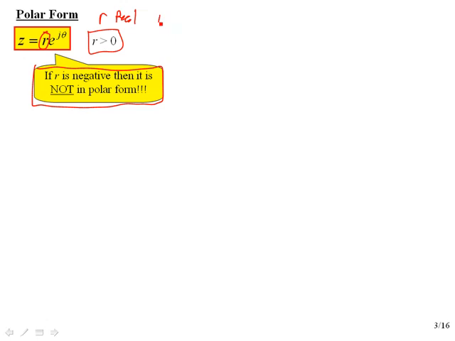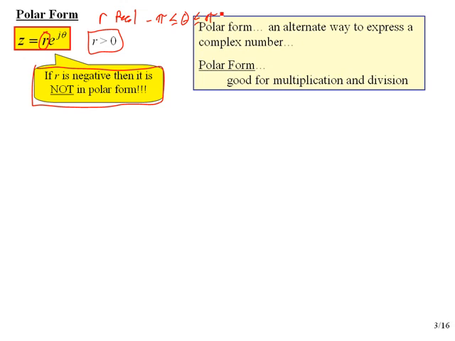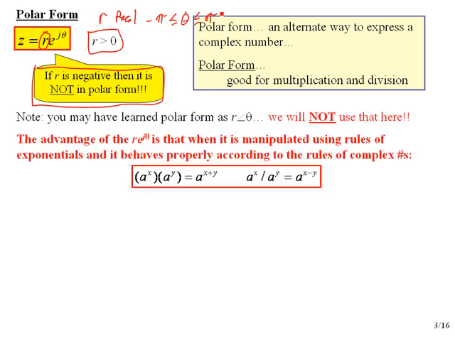Theta is an angle, but typically we like theta to be between plus or minus pi. This is not a requirement, but it is a desire. So polar form is just an alternate way to express a complex number, and we'll see a graphical interpretation of the connection between rectangular and polar form. But I do want to point out that if you're trying to multiply or divide complex numbers, polar form is the preferred form to have those numbers in.